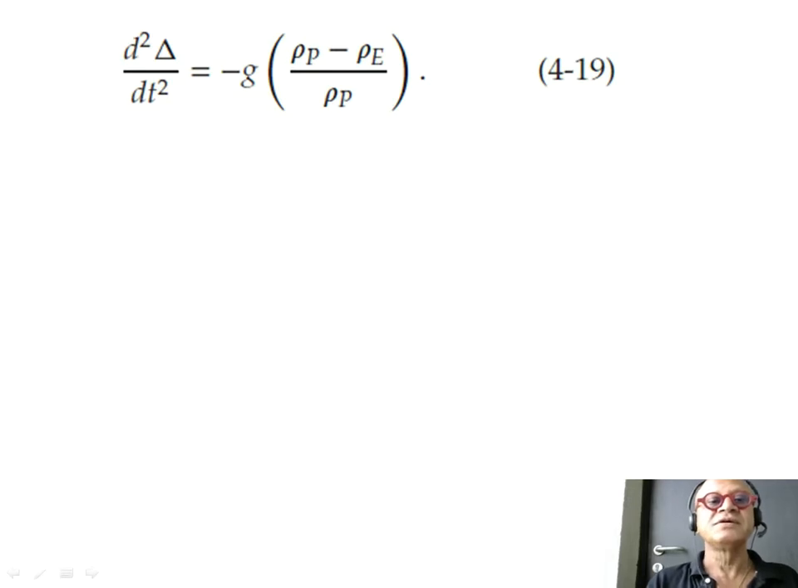That's what we did. So d squared delta dt squared then is just, cancel things on the other side and move things across, you get minus g times rho p minus rho e divided by rho p. What is this expression? Have you seen it before? Of course you have seen it before.